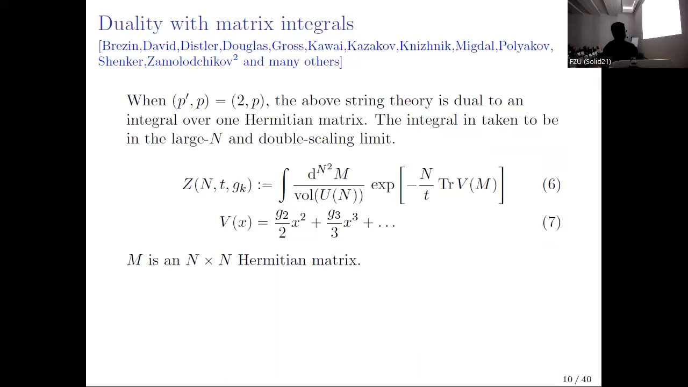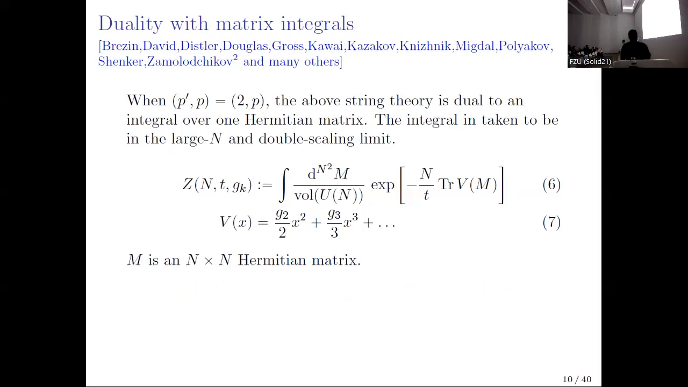There's a t, the 't Hooft coupling. It sits in the denominator with N. And we have some potential. The potential is some quadratic term, cubic term, and so on. The coefficients are g_k. So this integral depends on N, t, and g_k. And we divide by the volume of U(N) here. That's just, in this case, a number. So we can do that. Yeah, the maximal power of x can be taken to be P plus 1.